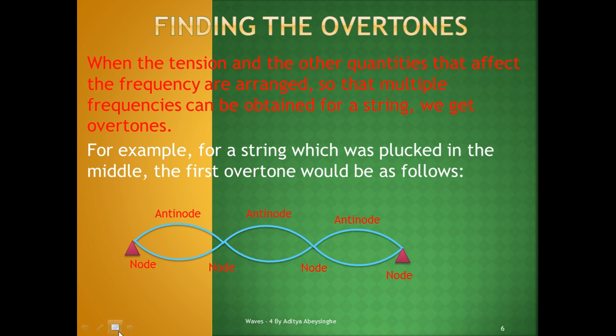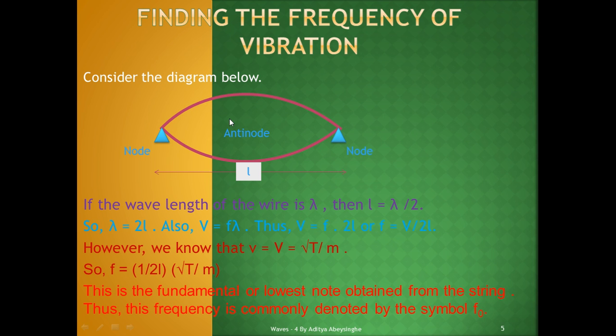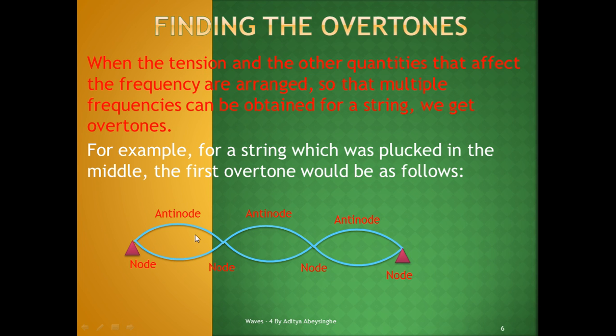So when you plug in the middle to get an overtone, you will get 3 loops, because this has to be symmetrical. If this is a node, this can't be an antinode. So 3 loops should be formed. We call this small, oval-like part a loop. To maintain the symmetry, if you divide this here, this part will be equal to this part. So to remain symmetrical, 3 loops should be formed.